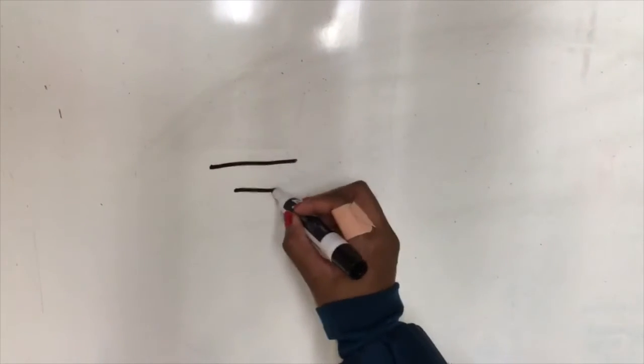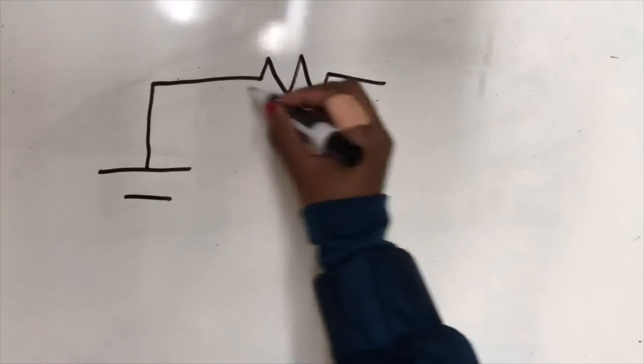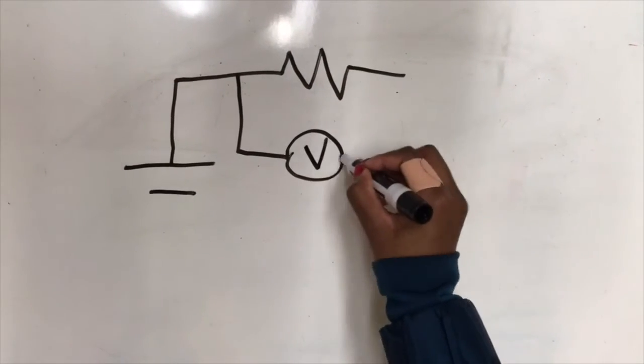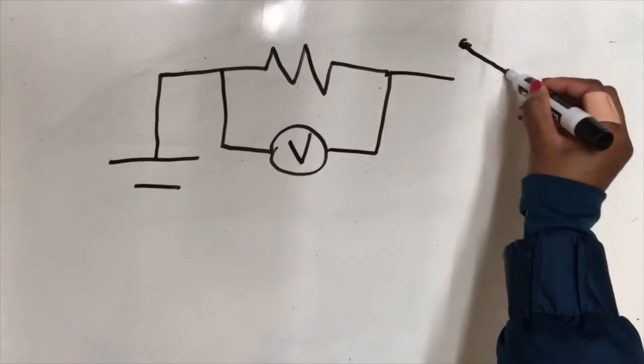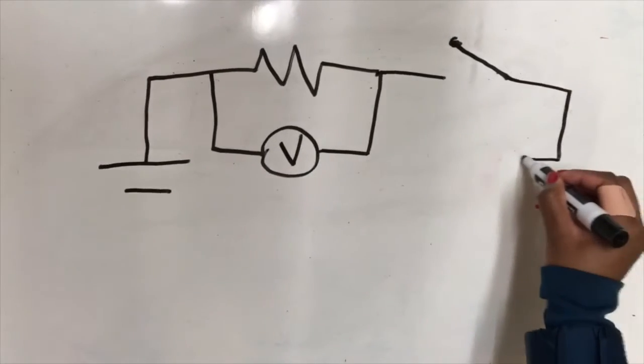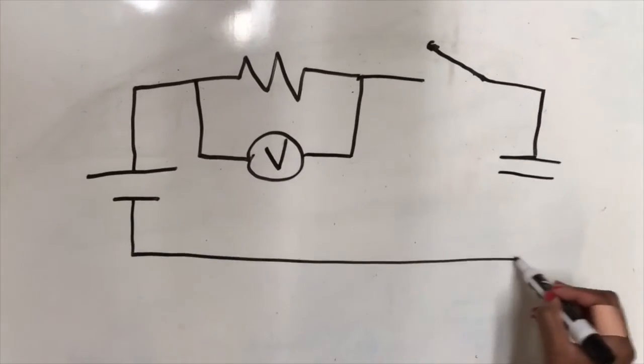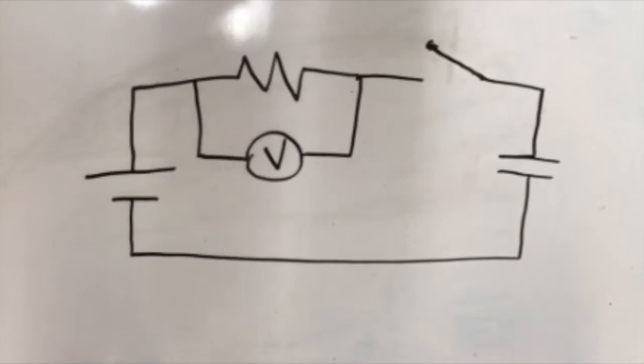To build our circuit, we connected a 6-volt battery to a resistor, a switch, and a capacitor in series with a voltmeter in parallel with the resistor. Our final circuit looked like this.